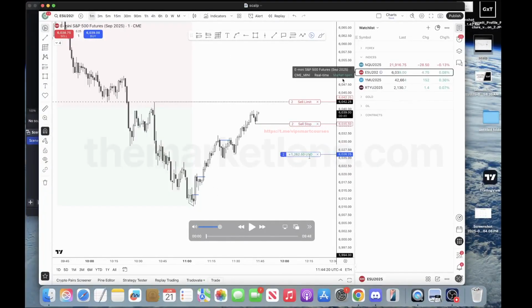The reason why it's positioned up here is my first entry is down here. It's actually right here as soon as we create this propulsion block. And then I scale in when we close above these candles. So I actually entered twice here. And I was looking to TP here at this EQ, but I'm scalping, so I'm trading very aggressively.